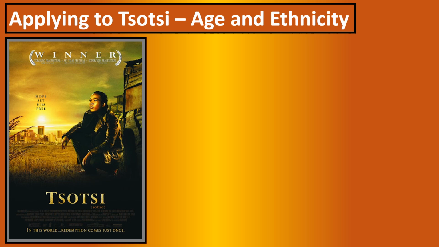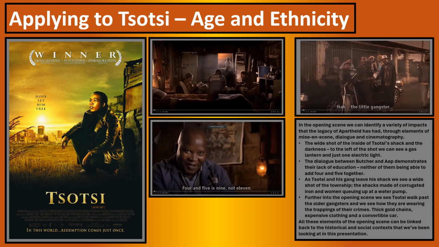And it's important to note that we're talking about the legacy of apartheid here because during the events of the film, apartheid has finished, it has ended. So we're looking at the impact of apartheid over the previous 40 years and how that is demonstrated to us through scenes in the film. And we're going to start off by looking at the opening scene, and we can identify a variety of the impacts that the legacy of apartheid has had through elements of mise-en-scène, dialogue and cinematography.